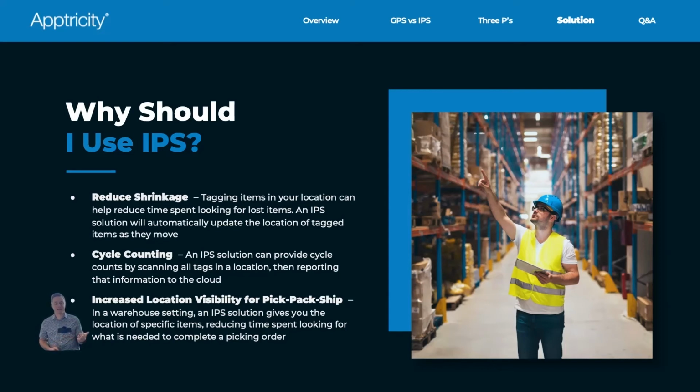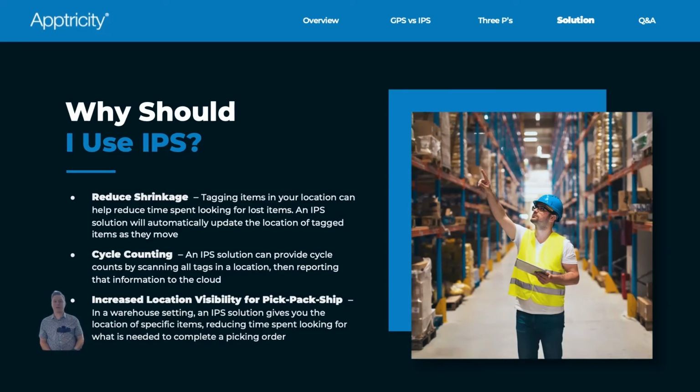And basically what that does is you don't have to go looking for lost items. You know where that item is, right? And we go back to the presence, proximity, position, right? You may know it's in the building, or you may know it's in this part of the building, or you may know it's at this exact part of the building.